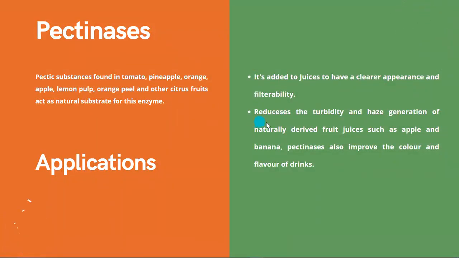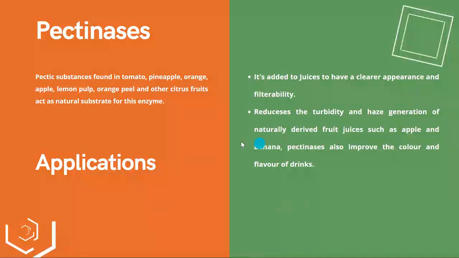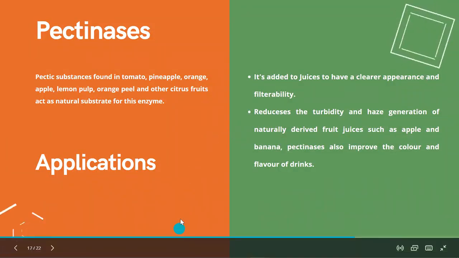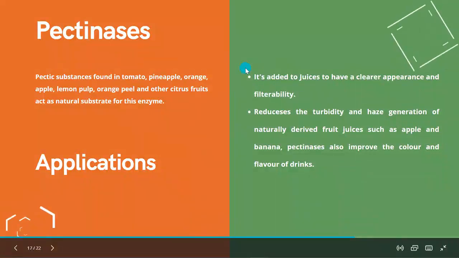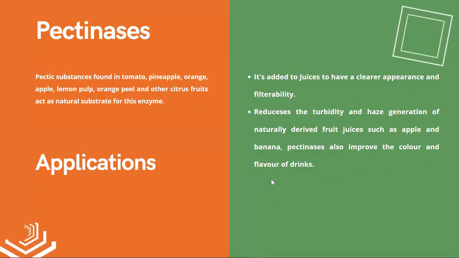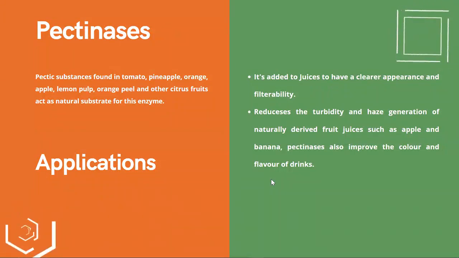Now coming to the second point: it reduces the turbidity and haze generation of the naturally dried fruit juices such as apple, banana, and pectins also improve the color and flavor of the food. We have also read about these; this is again a repetition. They give color to the juice. They give flavor to the juice. They reduce the turbidity. They make it very clear.